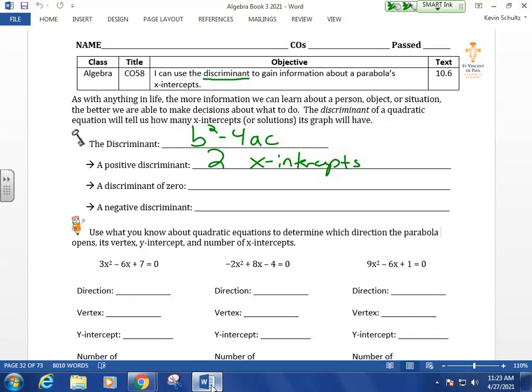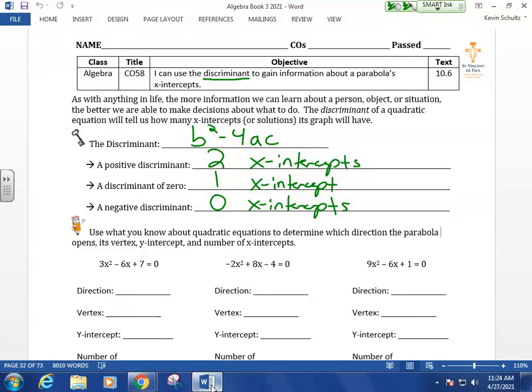If the discriminant equals 0, it means the parabola has 1 x-intercept, which does tell you a little bit of information about the vertex, because in order for a parabola to have 1 x-intercept, what does that mean about the vertex? Noah? It's on the x-axis. Again, doesn't tell us where, but that's on it. And then a negative discriminant means that the parabola has 0 x-intercepts.